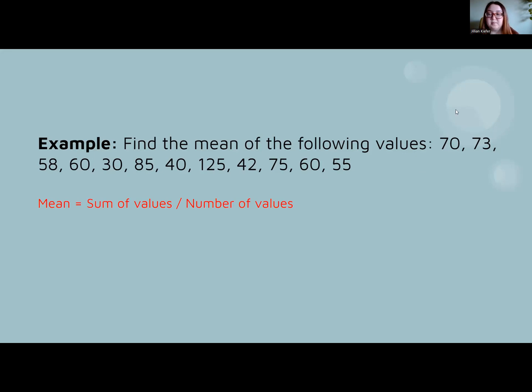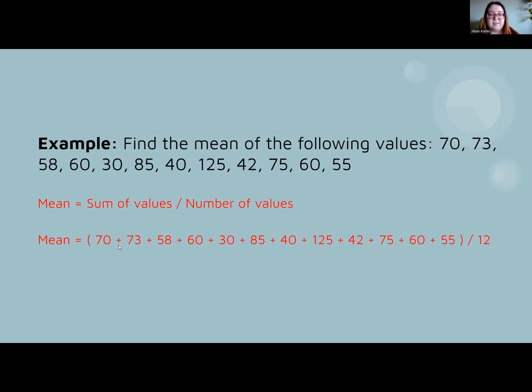Let's go ahead and add these up. This will be 1, 2, 3, 4, 5, 6, 7, 8, 9, 10, 11, 12 values. So we'll need to add all of the numbers together and divide by 12 at the end.